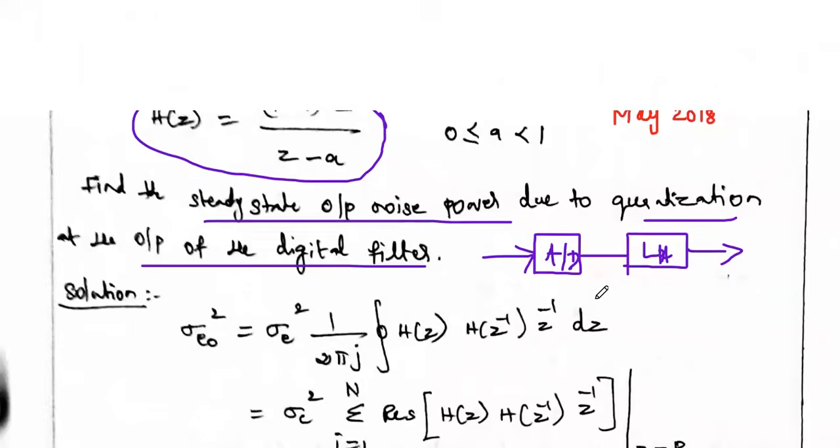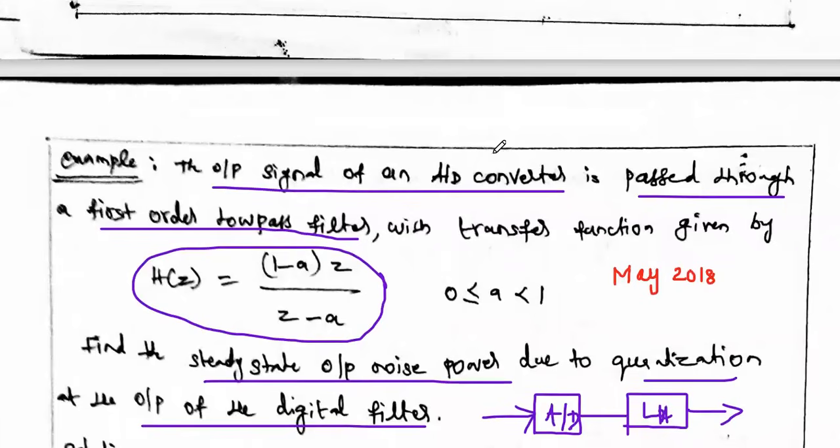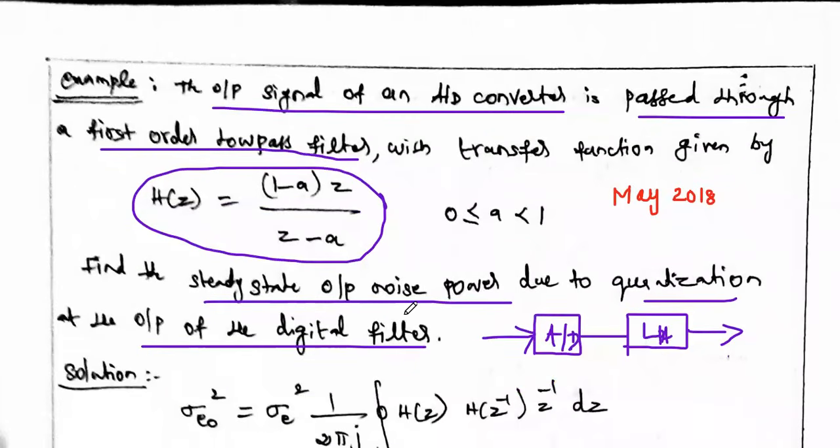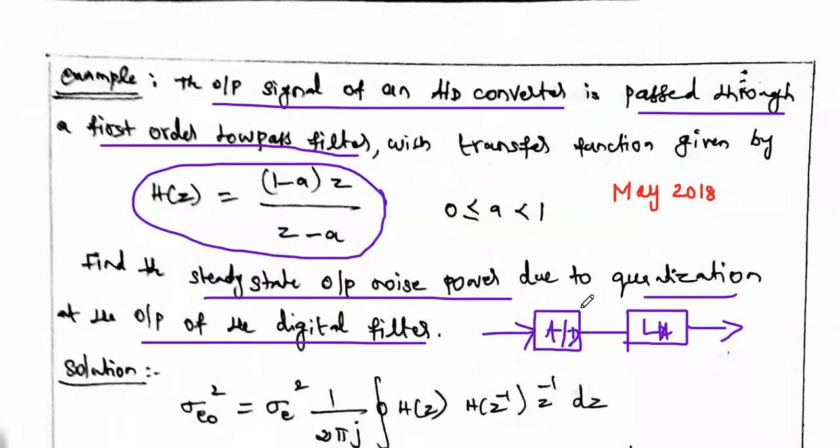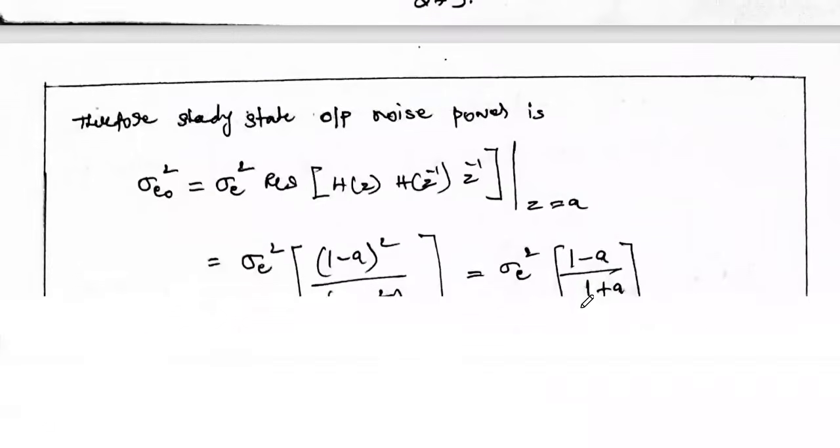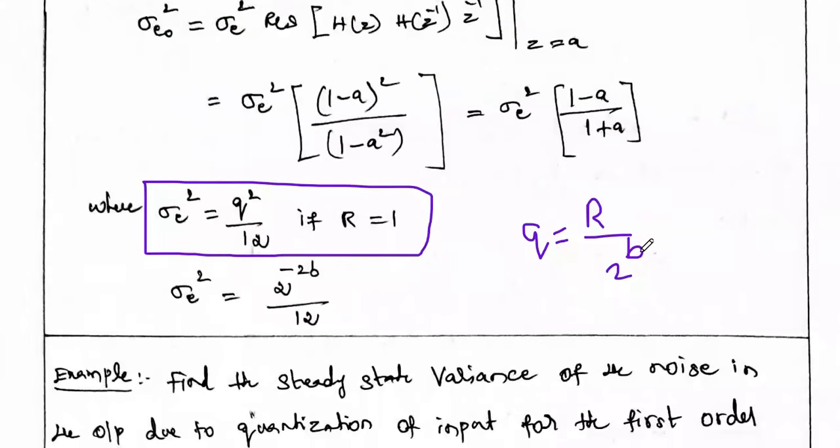So here you see for this A to D converter, is any range given? No. Similarly, the number of bits used to perform the quantization is also not given. So you just assume the bit size is B, and the range of value you just take as R, or assume R equal to 1. If you are assuming R equal to 1, the Q value equals 1 divided by 2 to the power B, which we can write as 2 to the power minus B.